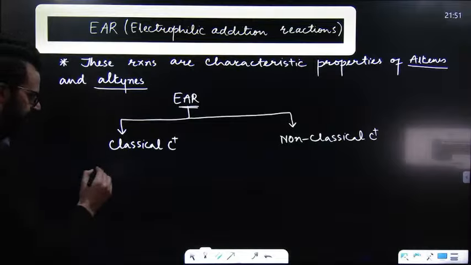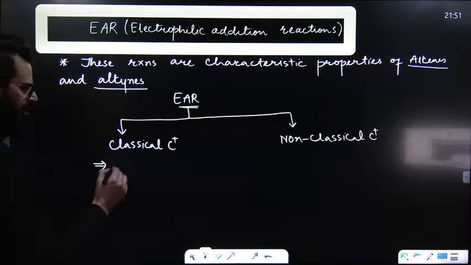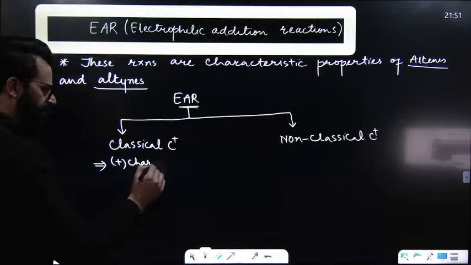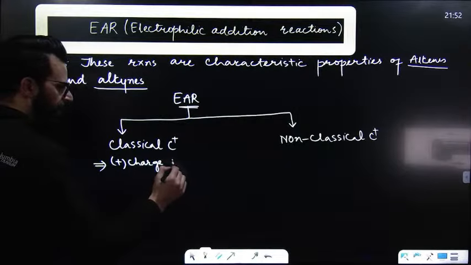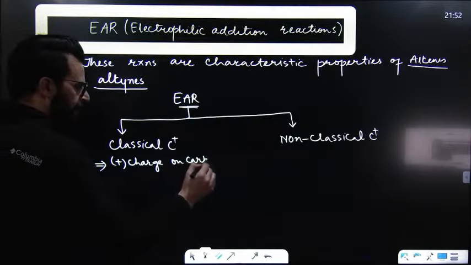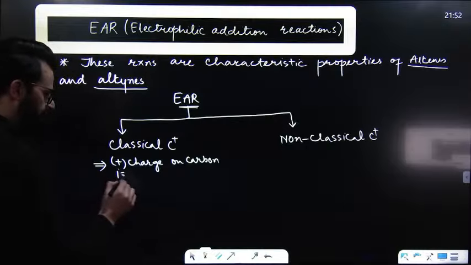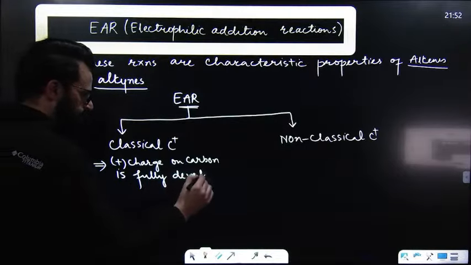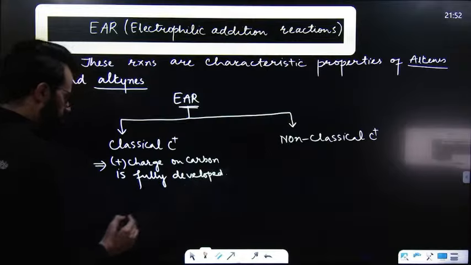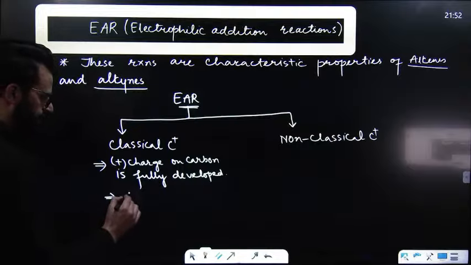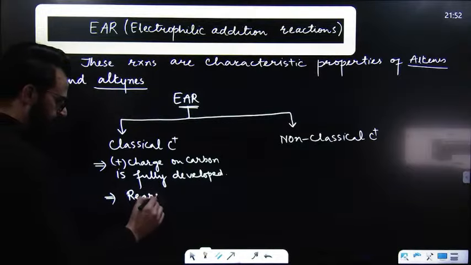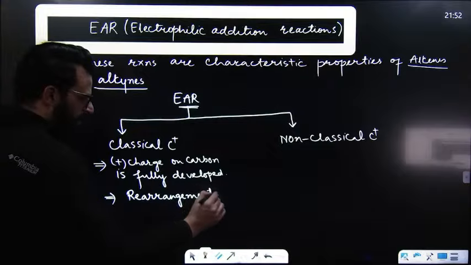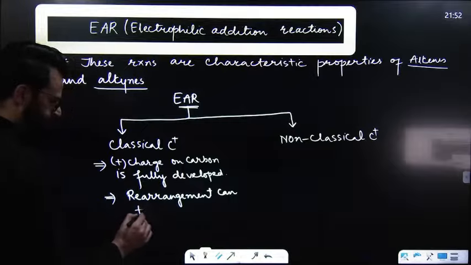Now what is meant by classical carbocation? Classical carbocation means positive charge on carbon is fully developed. Point number two: when such carbocations are formed, rearrangement can take place. So during such reactions, rearrangement can take place.